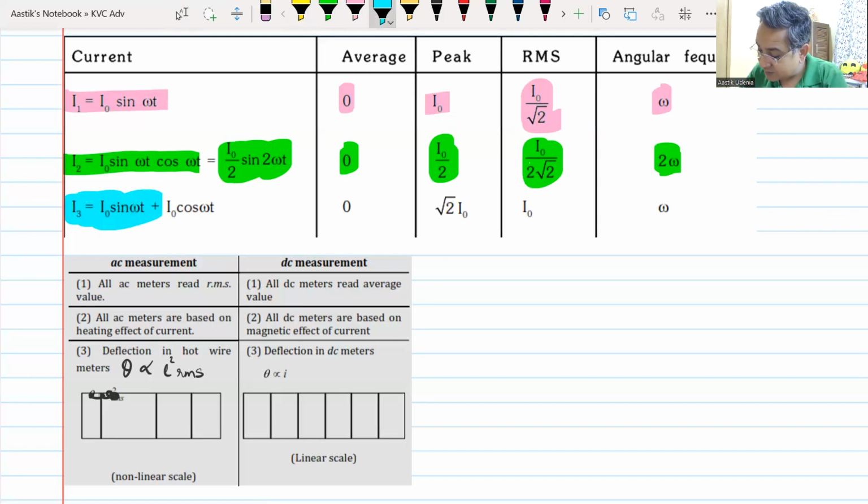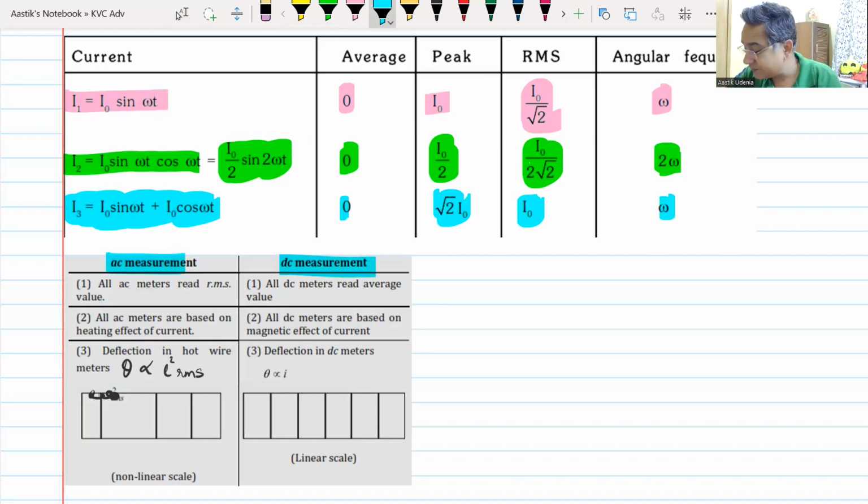Third case, if it is in the form of addition of two, these are the values. Now again, as I told you, in AC measurement and DC measurement, all DC meters will read the average value, and all AC meters will read the RMS value. They are based on the heating effect of current, or on the magnetic effect of current. Since the scale is proportional to RMS, the scale will be non-linear, and where the deflection is directly proportional to current, the scale would be linear. Do we understand this? Yes, sir. I'll give you 2 minutes to note this down. Once you are done, please let me know.